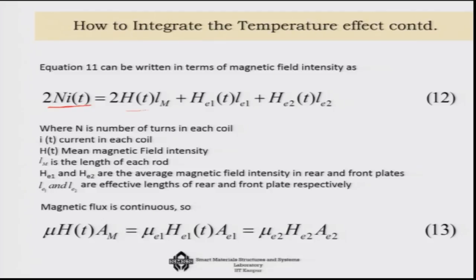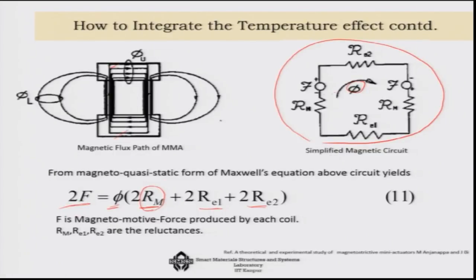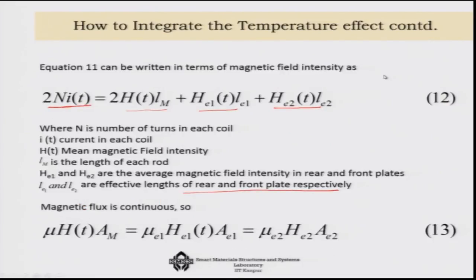So, that is for the magnetostrictive material, and these two are for the end plates that you have, the rear and the front plate system. Also, we have to keep in mind that the total magnetic flux is continuous, right? It is the same phi we have assumed is going through the system. There is no leakage in this system. So, you can get this relationship because the total magnetic flux is the same.